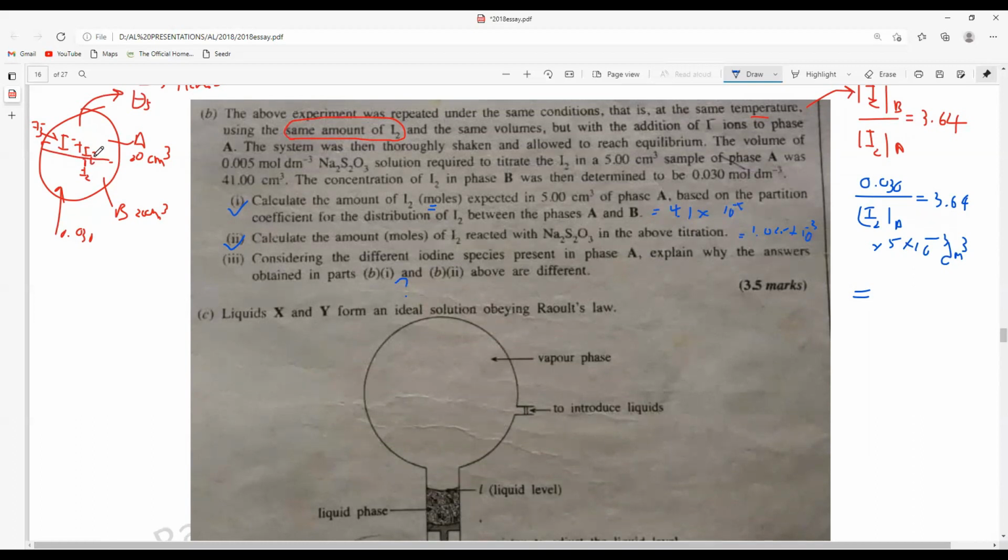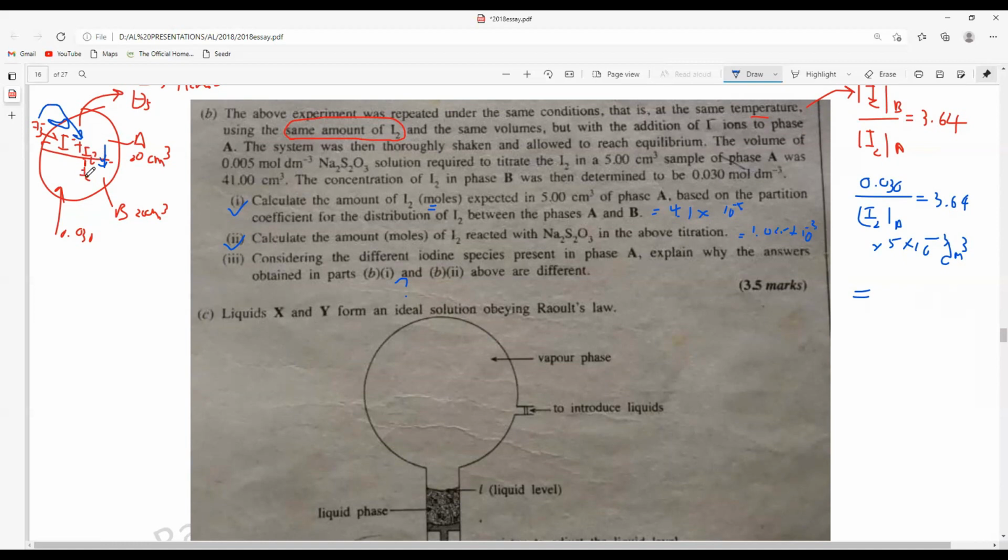You see here, when you have I2 in phase A, it combines with I minus and forms I3 minus, and this is a stable complexation reaction. So when you take 5 cubic centimeter from this and do the titration with sodium thiosulfate, this I2 is going to react. So this concentration drops out when it is reacting with sodium thiosulfate. Then this equilibrium is shifted more towards this direction, and more of I3 minus is converted to I2.